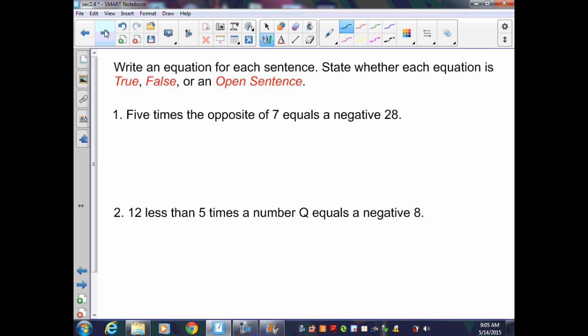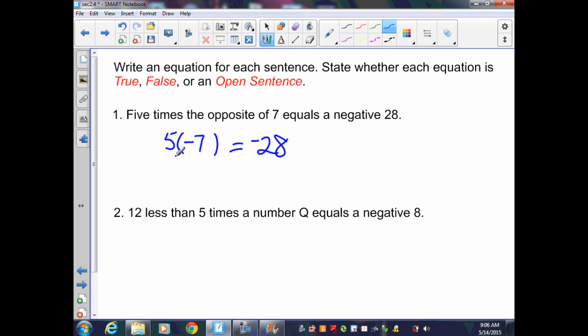Another example, write an equation for each sentence. State whether each equation is true, false, or an open sentence. Number one, 5 times the opposite of 7 equals a negative 28. So we have 5 times, and times I'm going to represent with a set of parentheses. 5 times the opposite of 7. The opposite of 7 we know is a negative 7. That's from previous sections. Equals a negative 28.